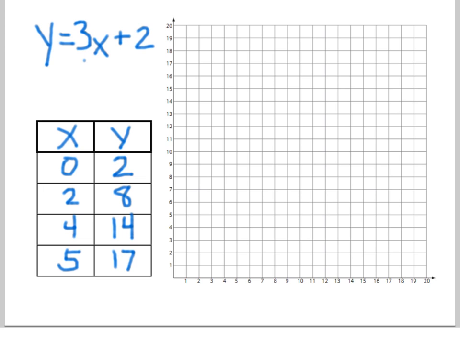Okay, so what's missing from this graph? Oh, we need labels. So this bottom axis is the X, and that's going to represent miles. And then the Y-axis going up and down, that's going to be the money he earns, right? So we're going to call that dollars. Let's go ahead and plot these in here. 0, if he walked 0 miles, on Y he'd have $2. If he walked 2 miles, he would earn 8.